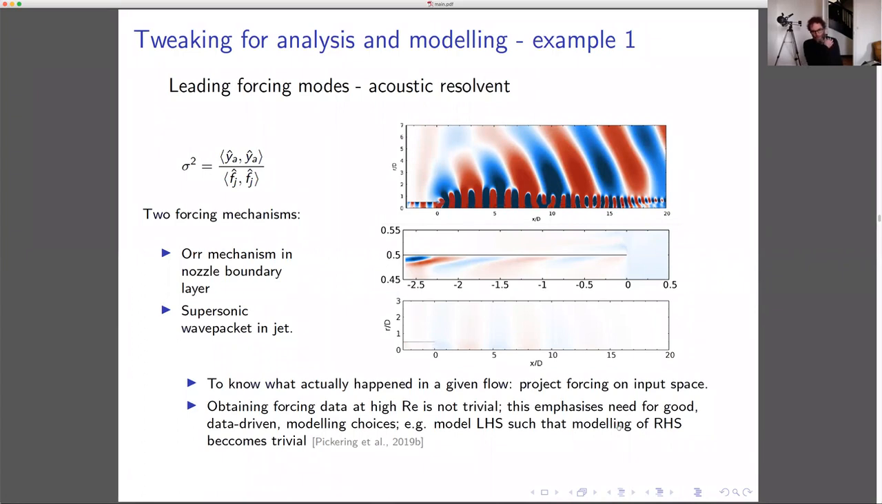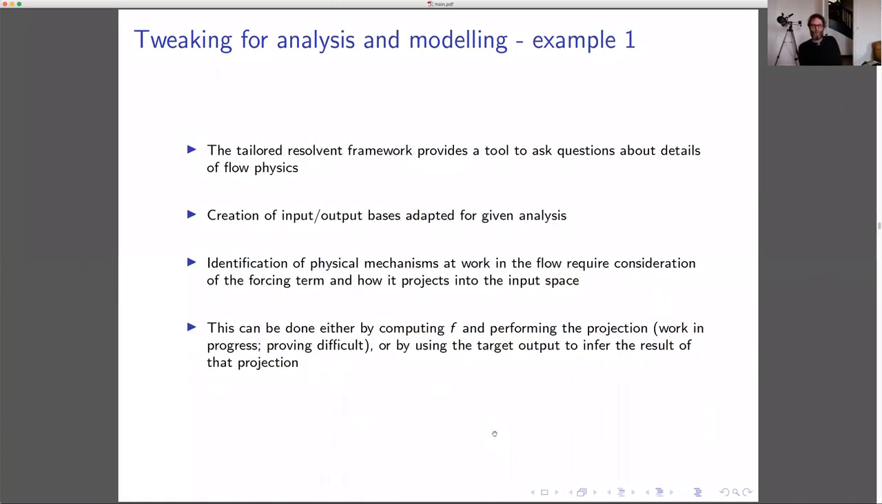And so this is now emphasizing the necessity for good data-driven modeling choices. And one such choice is something that's been explored by Ethan Pickering, who's a student of Tim Colonius at Caltech, where they're looking at how to manipulate the modeling of the left-hand side such that modeling of the right-hand side becomes trivial. So they try to introduce eddy viscosities that would allow you to assume spatio-temporally white forcing terms on the right-hand side. So this is the wrap up of that piece.